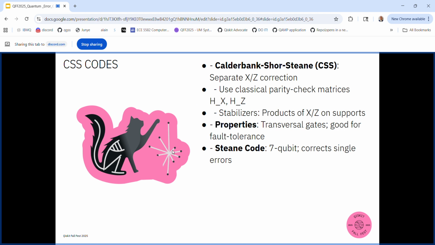The Steane code is a little bit more compact. It only uses 7 qubits to correct single errors.